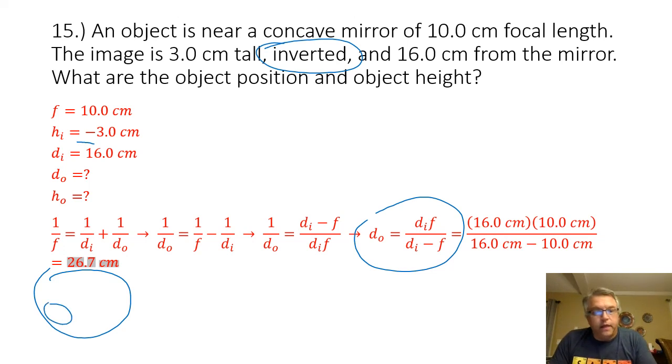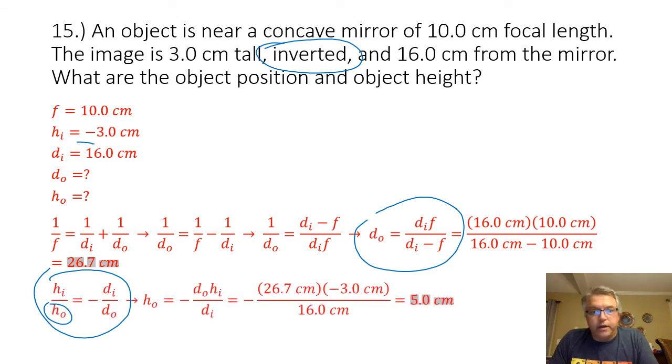Now to find the object height, once again, starting with my magnification formula, but now solving for the object height, and that will give me the object height equals the negative of the object distance times the image height divided by the image distance. Note in this one, I do have a negative sign here and a negative sign here that will cancel out. So when I do out the math, I'm going to get a positive 5.0 centimeters. And the object should always be upright to start with, so I should have a positive value for the object height.